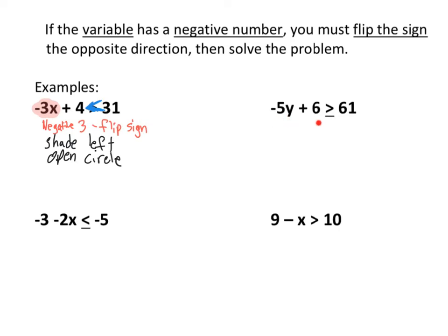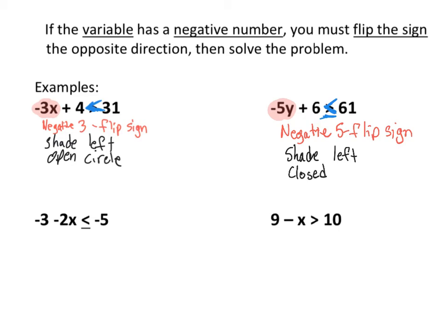Negative 5y plus 6 is greater than or equal to 61. So we look at the number with the variable first, that's negative 5y. Since it is a negative 5, we would flip the sign. So that means we flip that inequality sign the other way. And we still keep that equal to at the bottom. Now let's finish this out. We would shade to the left. And it would be a closed circle since it could also be equal to.